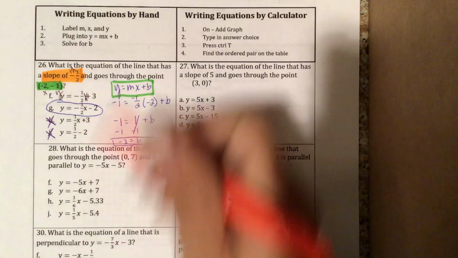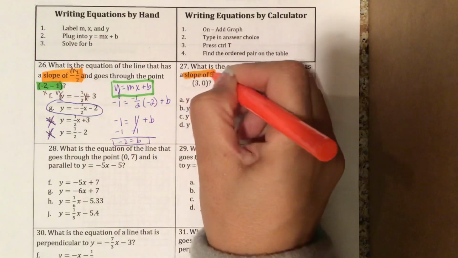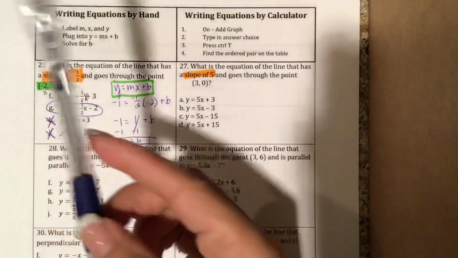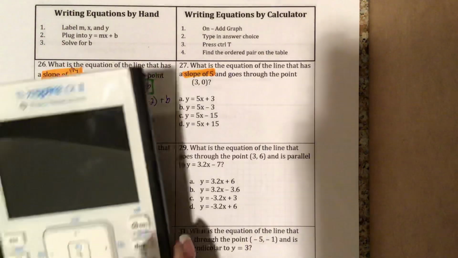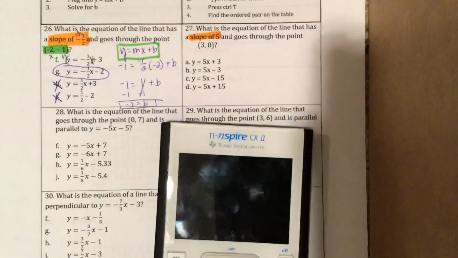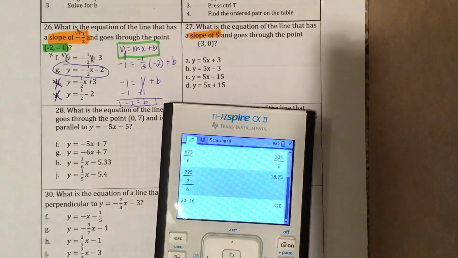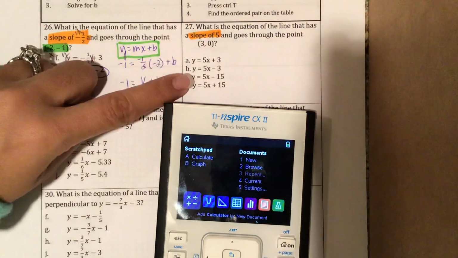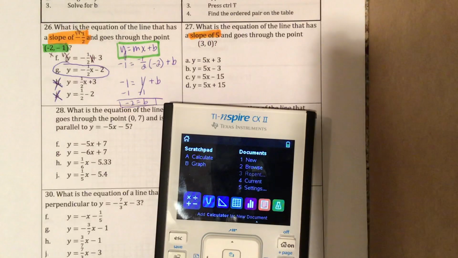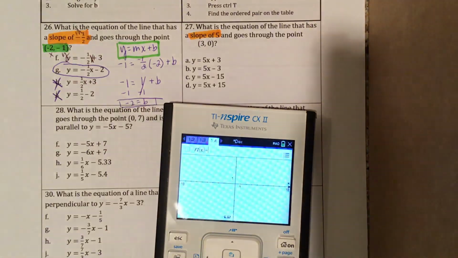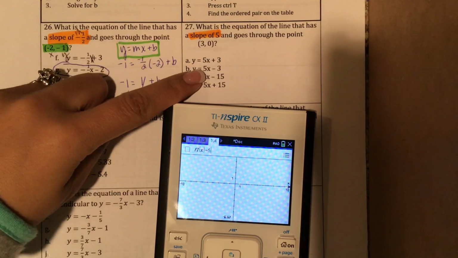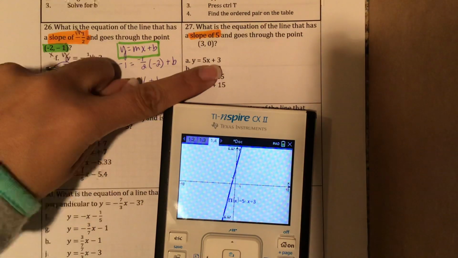In this one, it says that the slope needs to be a 5. Unfortunately, all of these have a slope that is the number 5. So what we can do is, every single time you see the phrase y equals, we can graph. So we're going to go to this little picture of the graph right here. Find your calculator, turn it on, click the picture of the graph, enter. And then I'm going to type in A, 5x plus 3, enter.